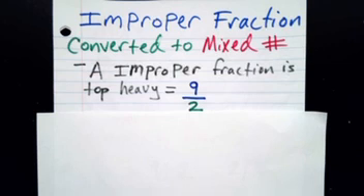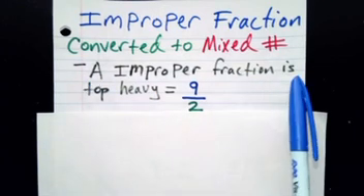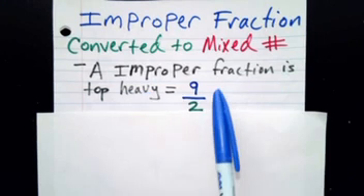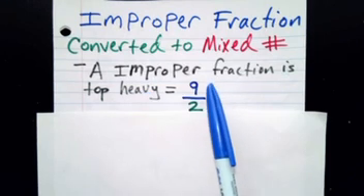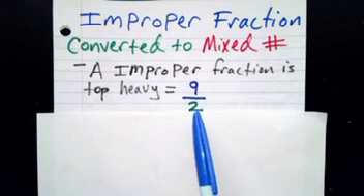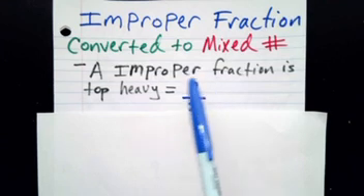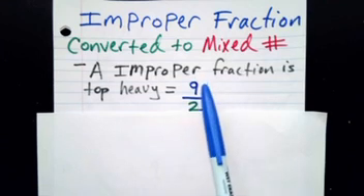Here today we're going to try to take an improper fraction and convert it to a mixed number. It's important to understand that an improper fraction is top heavy. Just like you see here, the numerator, the top part of the fraction, is a number that is larger than the denominator, or the bottom part of the fraction. It's improper. It's top heavy.